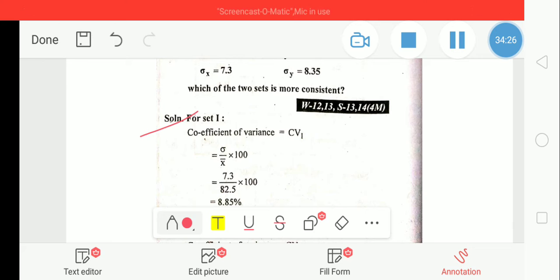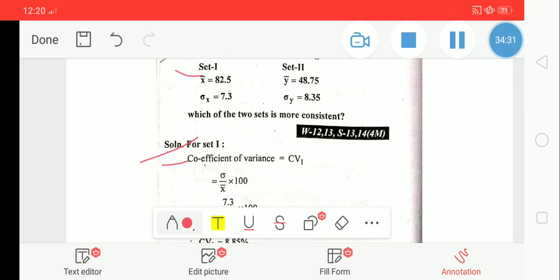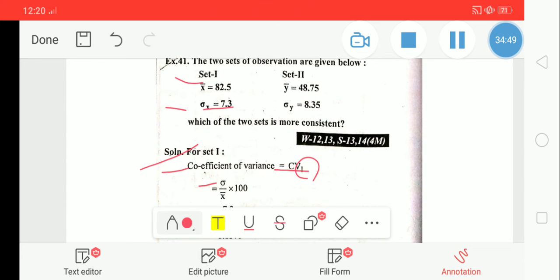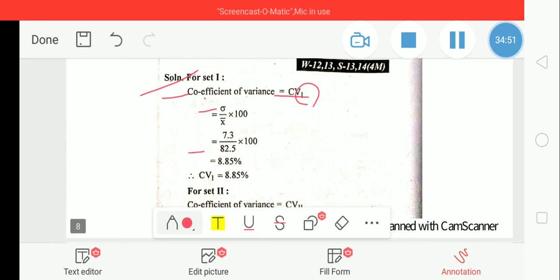Step 1: we will directly find the coefficient of variance, because here the mean and standard deviation are given. So for coefficient of variance CV1: sigma divided by x bar multiplied by 100, so 7.3, the standard deviation, divided by 82.5 multiplied by 100, so 8.85. So CV1, the coefficient of variance for set 1, is 8.85.